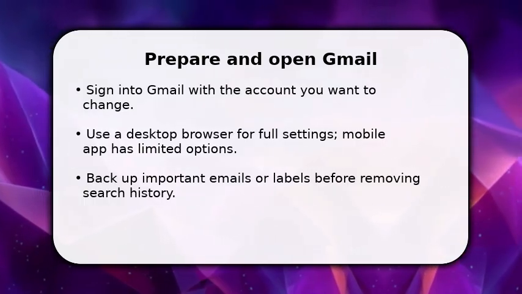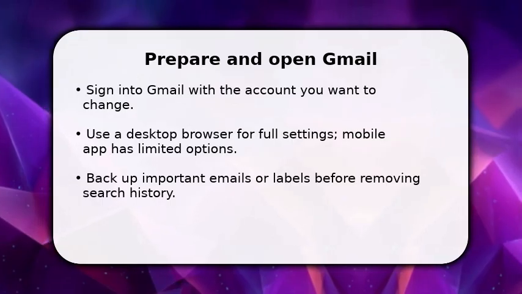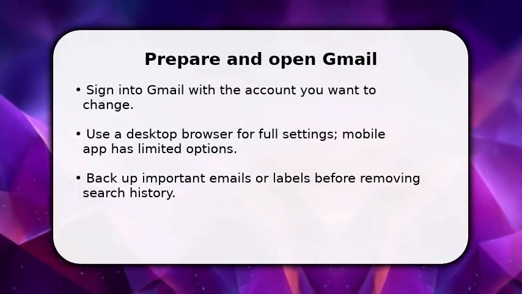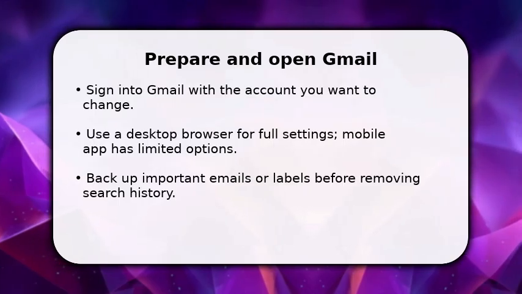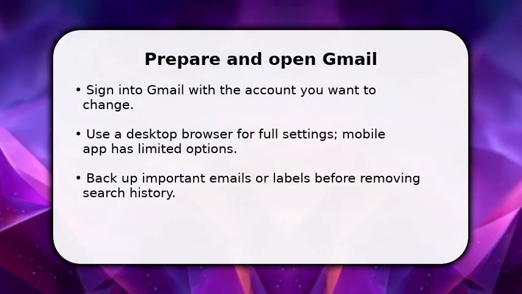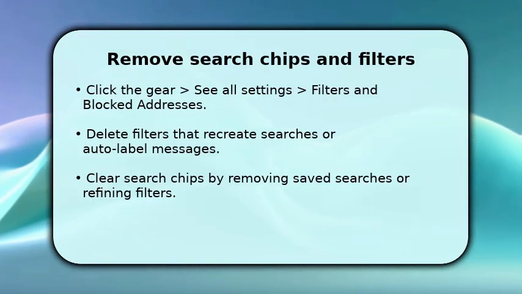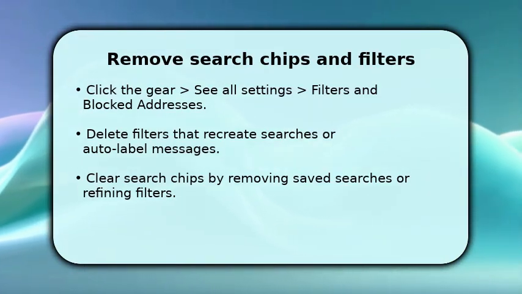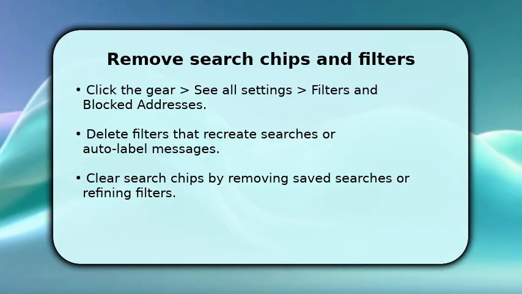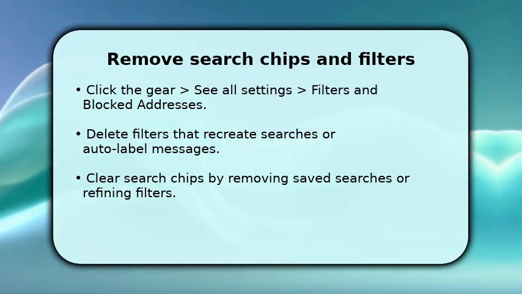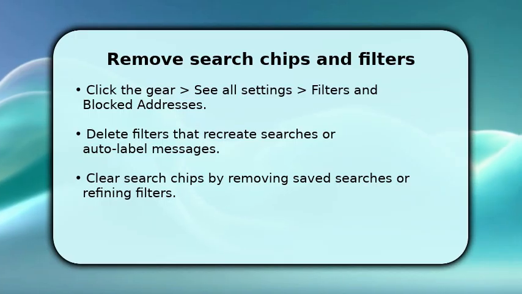Make sure to back up any important messages or labels now, because the actions that follow can affect search data and filters. Next, click the gear icon and choose See All Settings so you're in the right place to remove saved search elements and any associated filters and search chips. Once you're in Settings, go to Filters and Blocked Addresses to find any filters that automatically run searches or add labels. Delete those filters to stop recurring search behavior.